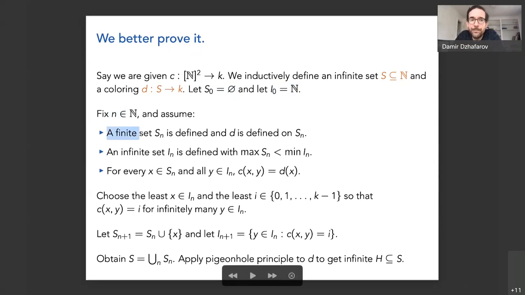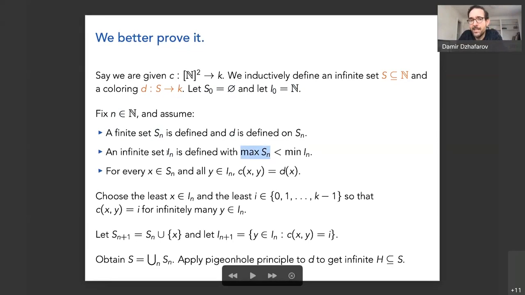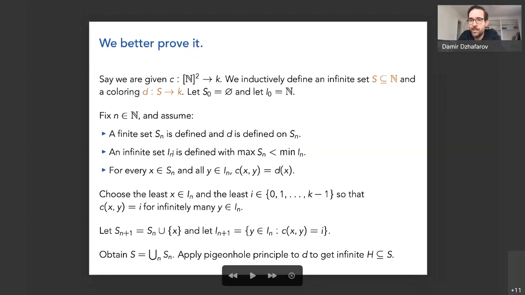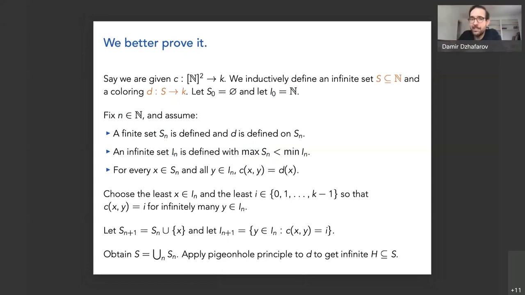Now let's fix n and look at the inductive step. Let's say we fixed a finite set, Sn, and we've already defined D on every number in Sn. Let's also assume that we have a set In, which is in the complement. So everything in Sn is smaller than everything in In, but In is infinite. You can think of this as a kind of reservoir of things we might add to our set S. The other assumption we'll make is that everything in Sn has one and the same color with everything in In, right?